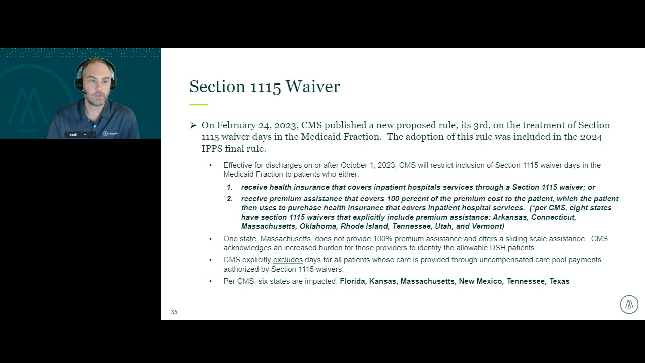So to be an eligible or allowable 1115 waiver day in the Medicaid fraction, the patients must, number one, receive health insurance that covers inpatient hospital services through the waiver, or number two, must receive premium assistance that covers 100% of the premium cost of the patient. And then that patient uses that to purchase health insurance that covers inpatient hospital services. So there are 8 states that have 1115 waivers that include premium assistance, and I've listed those on the slide.